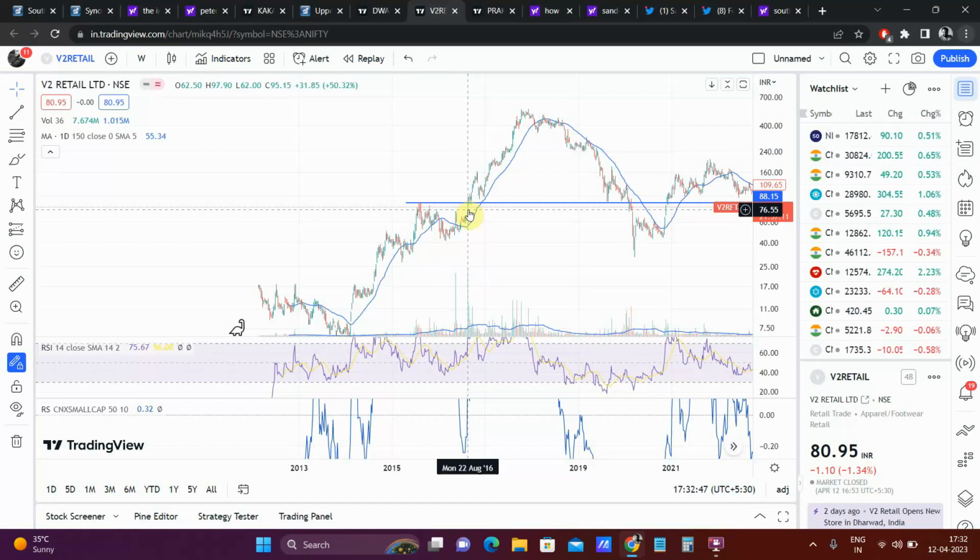But my best one was V2 Retail. So this one, I bet around 60 bucks and it went to almost 540, right? So massive money, like it was a crazy bull market. Although many people feel that the 2020 and 21 bull run is the best, but those who have seen the 16, 17 bull run, that was absolute madness at that point.